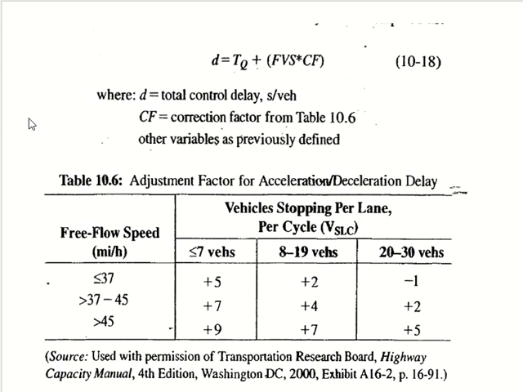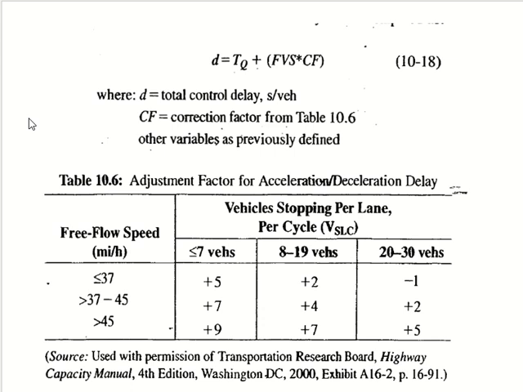So D is our final value. So we need TQ, which is what? Time in queue delay. What was FVS? Fraction of vehicles stopped. Both things already calculated. Then we have a correction factor, CF, for which you see the table below.